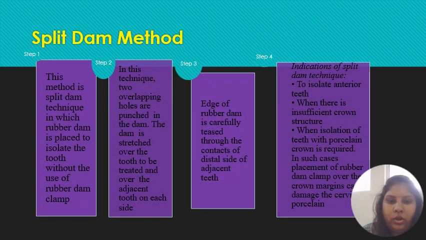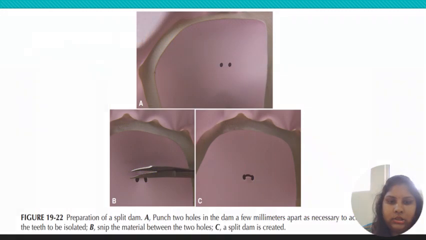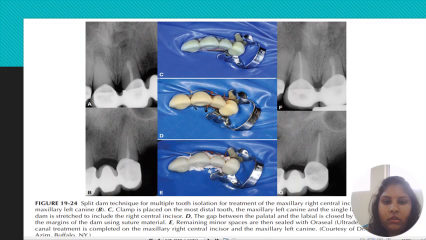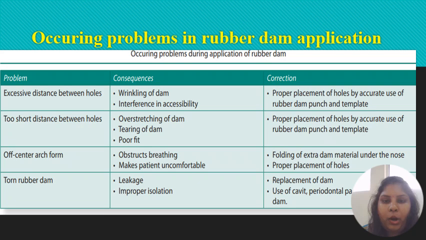So next you have your split dam method. So preparation of split dam method: first punch 2 holes in the dam a few millimeters apart as necessary. Then slip the material between 2 holes and a split dam is created. So this is the image. Then occurring problems in rubber dam application: excessive distance between 2 holes, too short distance between holes, off center arch form and torn rubber dam.